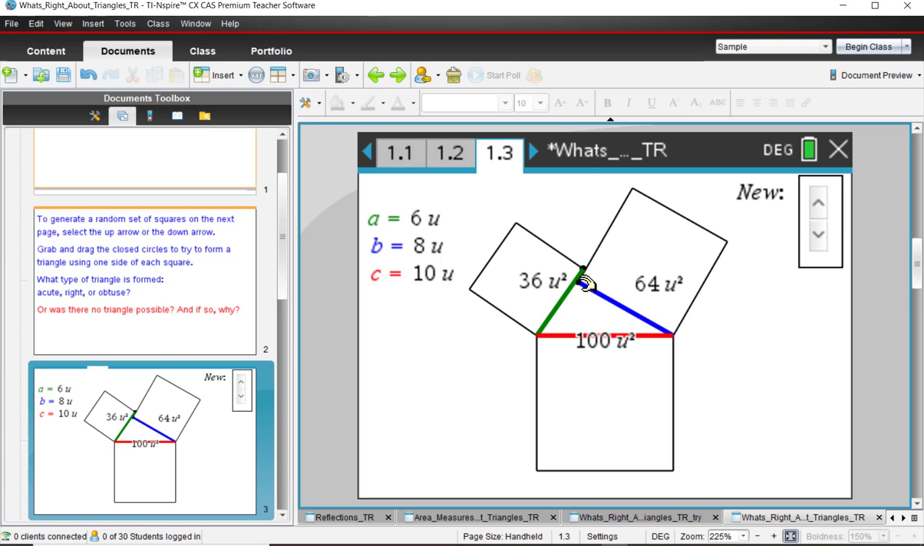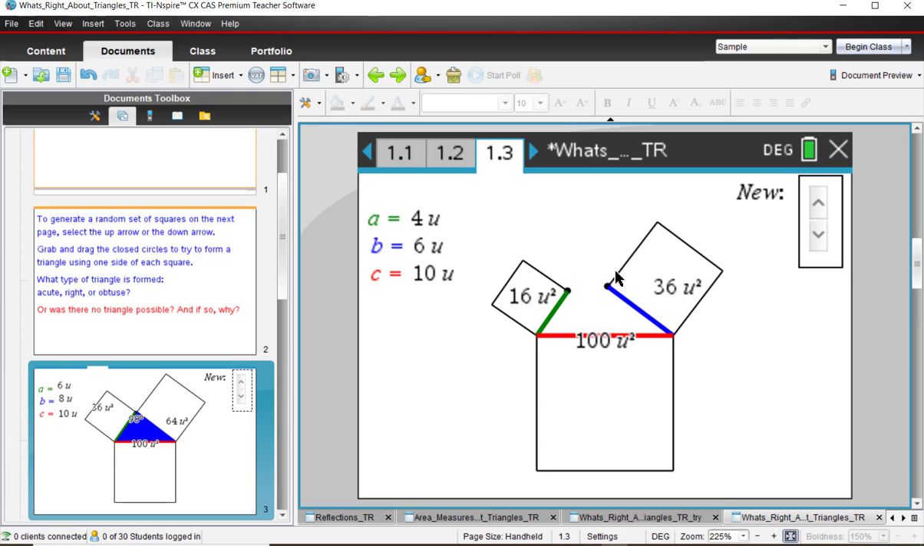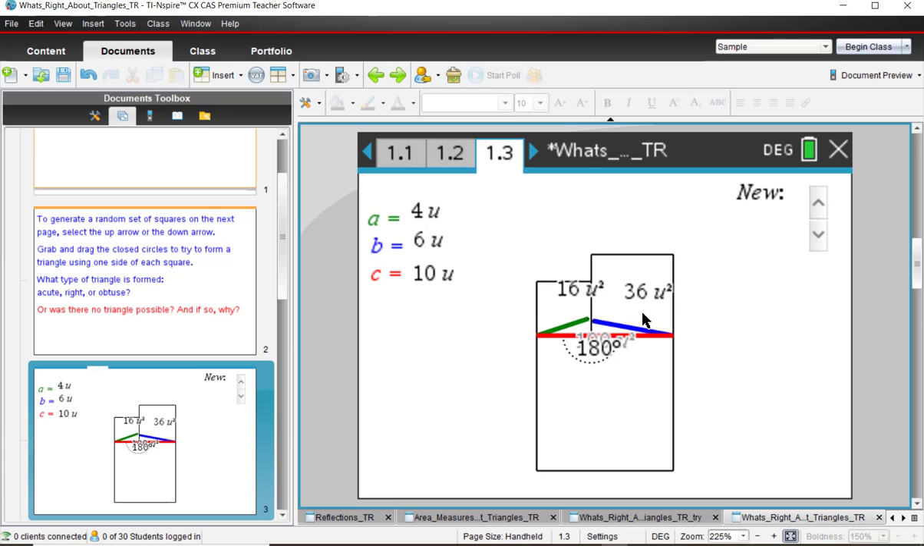Generate another. Here's a 6, 8, 10. I'll grab these points, and when I pull them together, bingo, another right triangle. 6, 8, 10 make up a right triangle. Try another one, 4, 6, and 10. I'll try to pull those together. And it says here that it makes a 180-degree angle, and that's because 4 and 6 add up to 10, so there's really no triangle possible there.